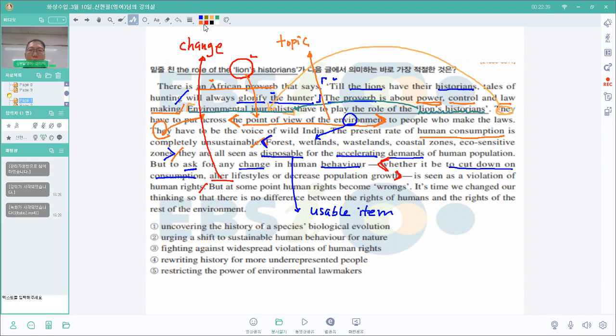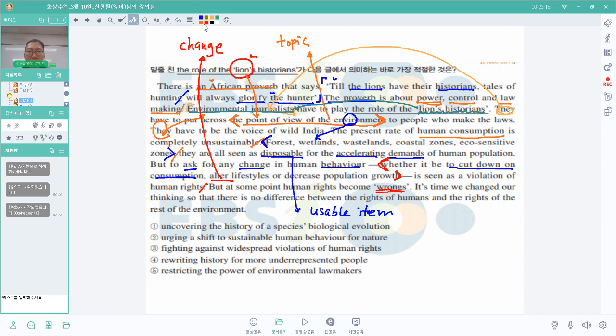Humans are the owner of the world. We are the owner of the earth. So we have every single legitimate human right to use all this nature for our use. Okay? And if you ask us not to use this environment anymore, you are violating our legitimate human right. Okay? No, but at some point, human rights become wrong.